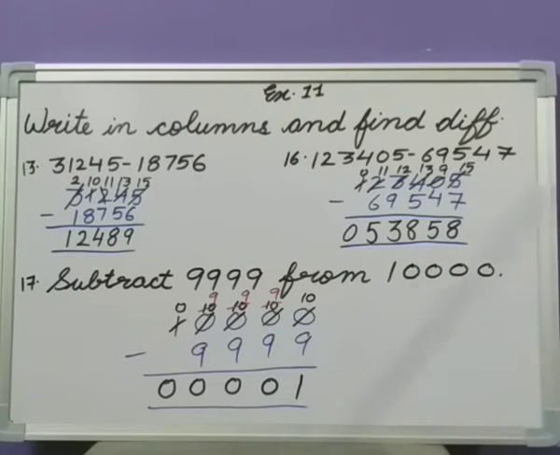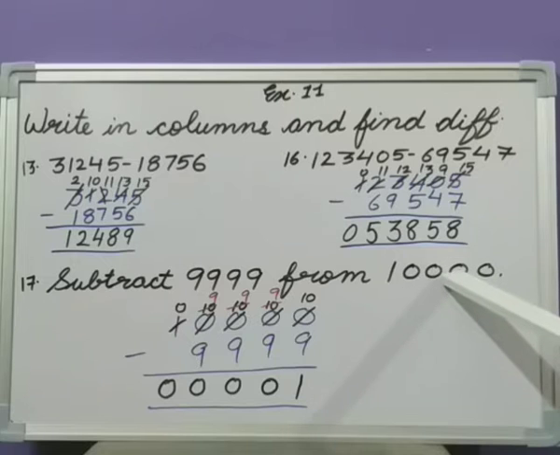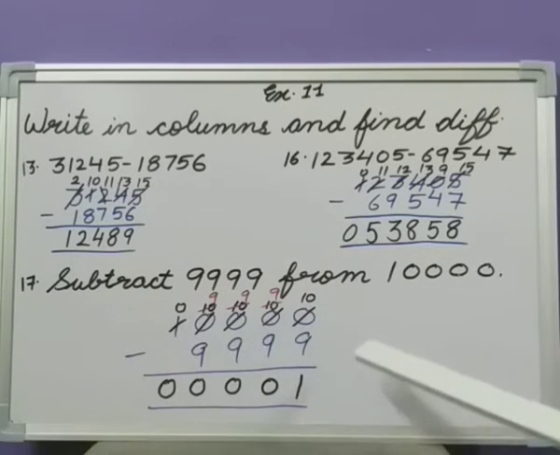9,999 from 10,000. Very simple. We have to subtract this from this. So this will be the minuend and this will be the subtrahend. Write down the minuend first and then the subtrahend.